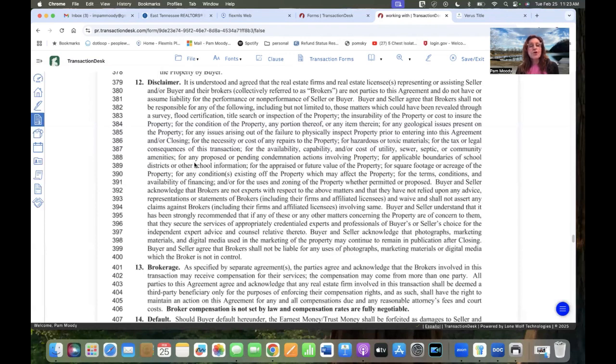community amenities, for any proposed or pending condemnation actions involving property, for applicable boundaries of school districts or other school information, for the appraised or future value of the property, for square footage or acreage of the property, for any condition existing off the property which may affect the property, for the terms, conditions, and or availability of financing, and or for the uses and zoning of the property, whether permitted or proposed.